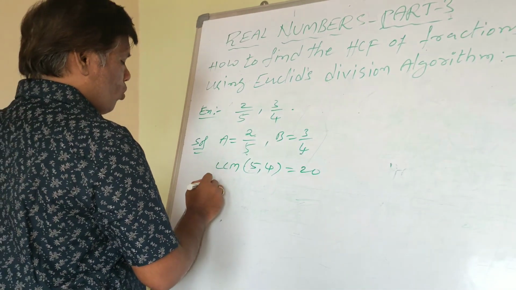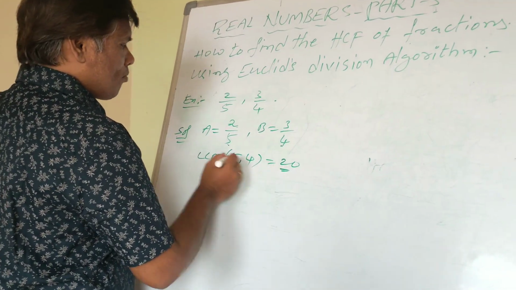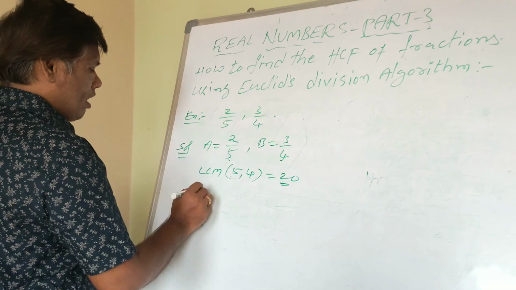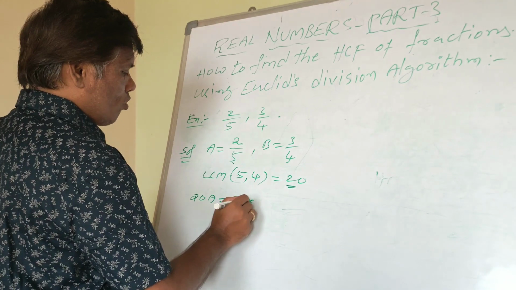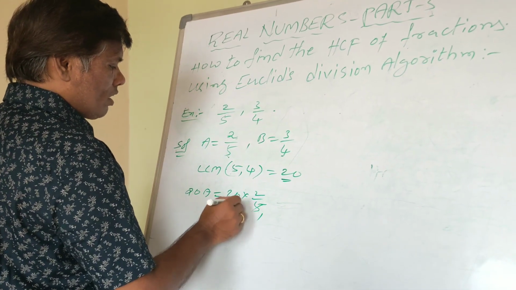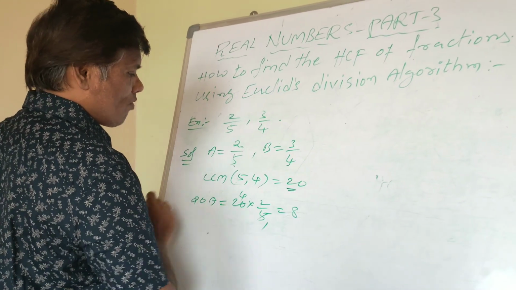Now with this LCM I will multiply the numbers. Here I will multiply A by 20. So 20A is 20 into 2 by 5. What will we get? 5 ones are 5, 5 fours are 20, so cancelling, 4 twos are 8. We get 8.